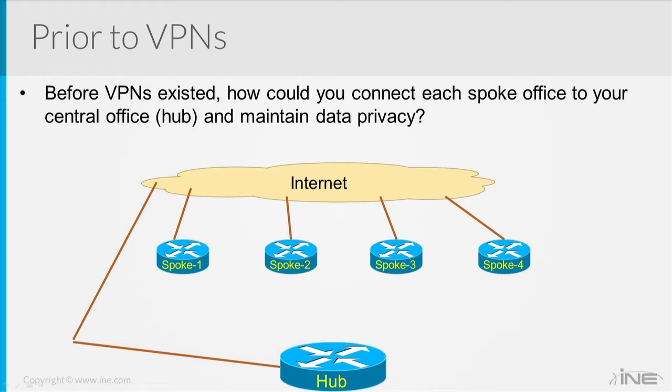But I want to make sure that is secure. Well, before VPNs existed, how did you do that? Well, each spoke would most likely have to have some sort of a point-to-point connection into the hub.